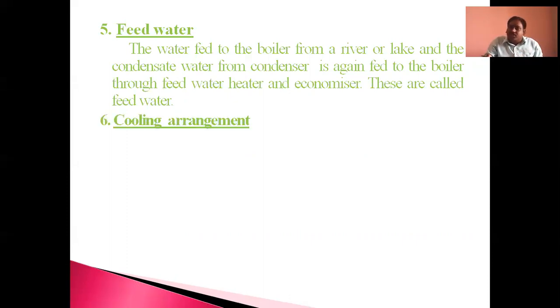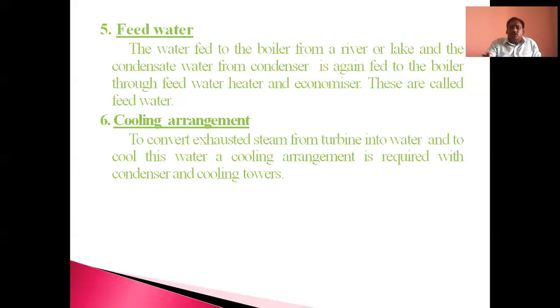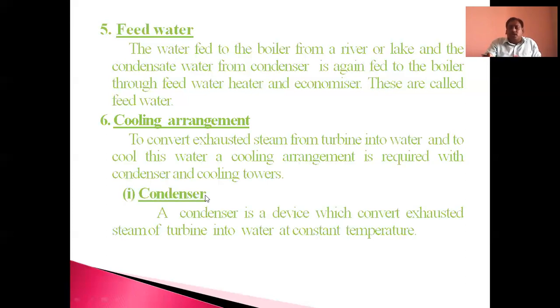And next, the cooling arrangement. This is also very much essential. This cooling arrangement is required for the cooling of exhaust steam from the turbine. We already said some portion of the steam can be lost there. That lost steam has high temperature, and to reduce that temperature, we are using the cooling arrangement. In the cooling arrangement, we are using two components, the condenser and cooling towers.